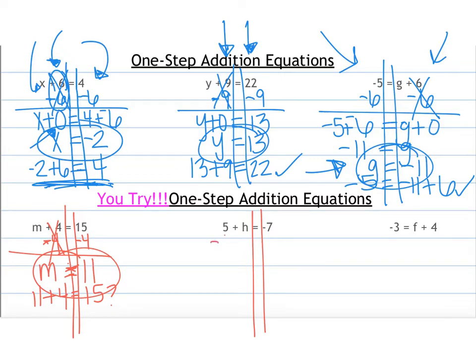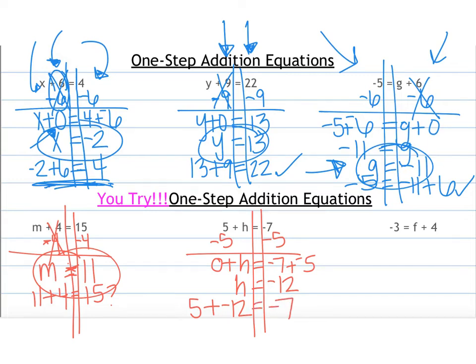So I'm going to subtract 5 on both sides because that's the opposite of adding 5. 5 minus 5, so now I have 0 plus h. Negative 7 minus 5. Let's rewrite it. So it's negative 7 plus negative 5. So now I have h equals negative 12. And then 5 plus negative 12. Notice that I just take my answer and I put it right back into the equation where the variable was. Equals negative 7. 5 plus negative 12. So different signs, I subtract. 12 minus 5 is 7. There's more negatives, negative 7, so that works.